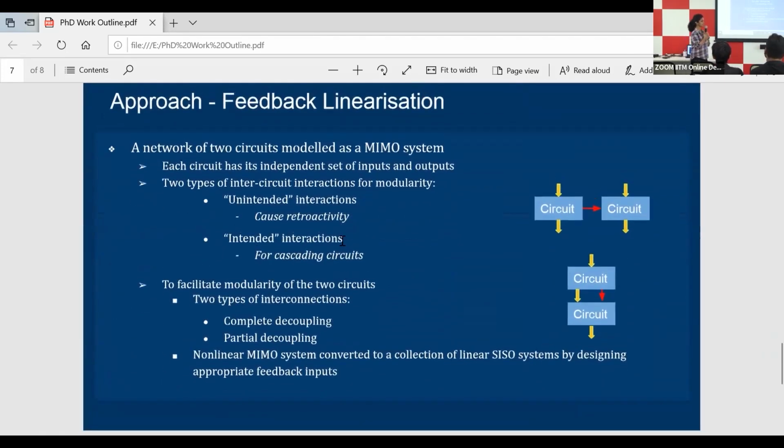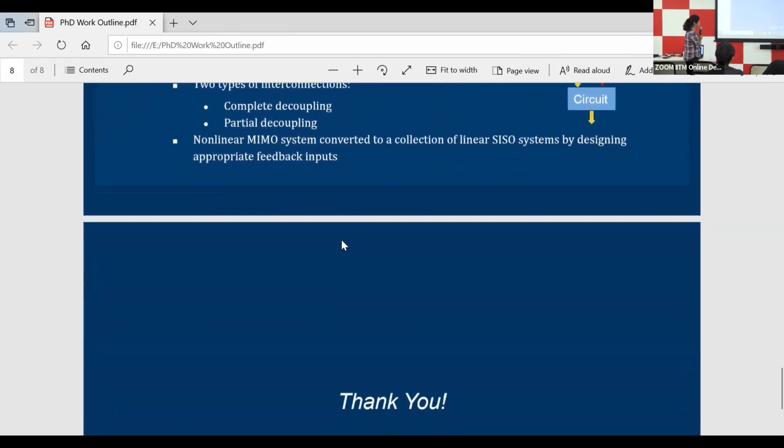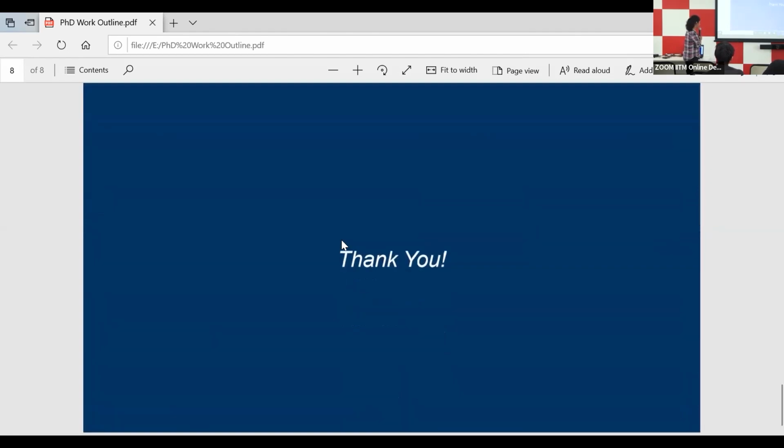So using feedback linearization, we can design the kind of inputs that we need to put to the individual circuits so that they behave as if they are not coupled at all. But then there can also be scenarios where we want the circuits to drive each other, but there might be some interactions which are also non-intended. In that case also, feedback linearization gives us some methods by which we can design the input so that only the intended interactions are happening and the unintended interaction is cancelled out by the way we design the input to the circuits. So this is broadly what I work on, and that's it.